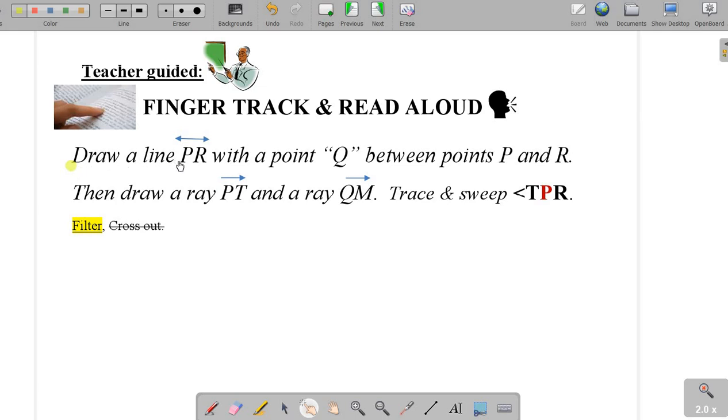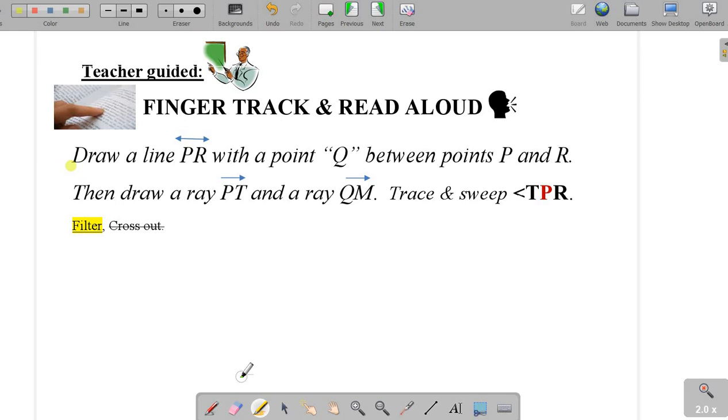Draw a line PR, with a point Q between points P and R. Then draw a ray PT, and draw a ray QM. Trace and sweep angle TPR. That was your first pass.